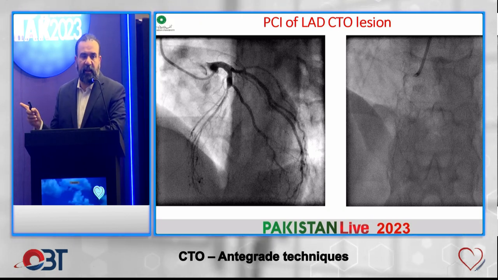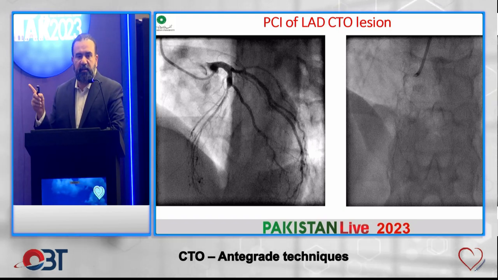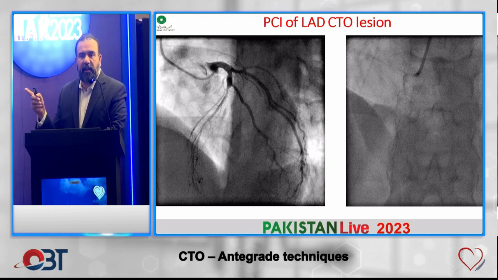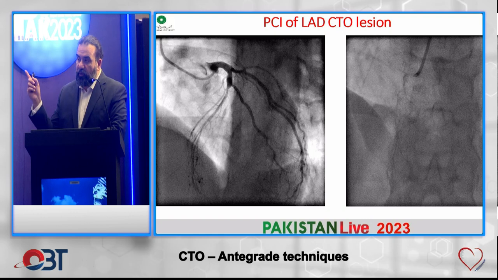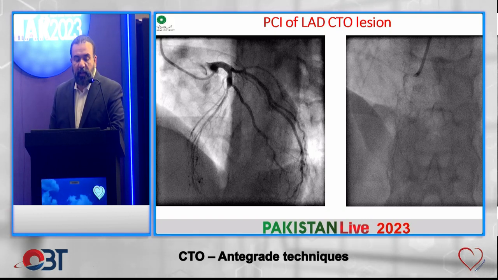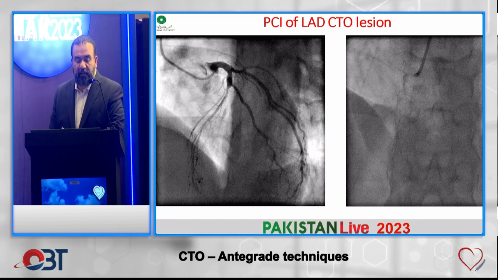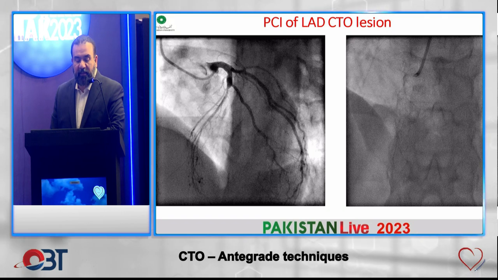The RCA has disease, and that's why sometimes if I have a CTO where the donor artery has disease, I will treat the donor first and then attempt the CTO. So that is one thing to remember. The second point is that this is a nice view, the caudal cranial view or the AP cranial view. You can see that this is truly an ambiguous stump. You can see that there is a large diagonal branch going off, there is a large septal coming off, and from somewhere among them it is coming.